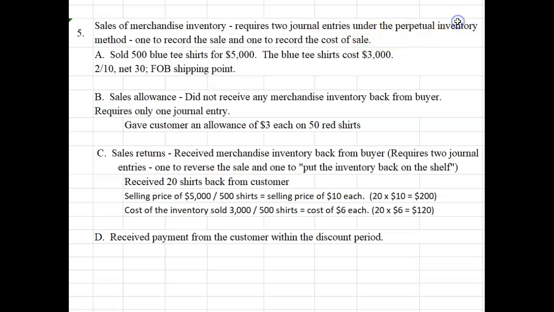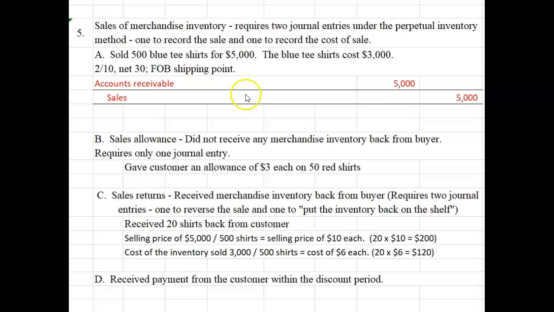Under the perpetual inventory method, the sale of merchandise inventory requires two journal entries, one to record the sale and one to record the cost of sale. Let's work through an example. We sold 500 blue t-shirts at a selling price of $5,000. Those blue t-shirts cost us $3,000. Credit terms were 2/10 net 30 and shipping terms were FOB shipping point. Let's take a look at those journal entries, one at a time.